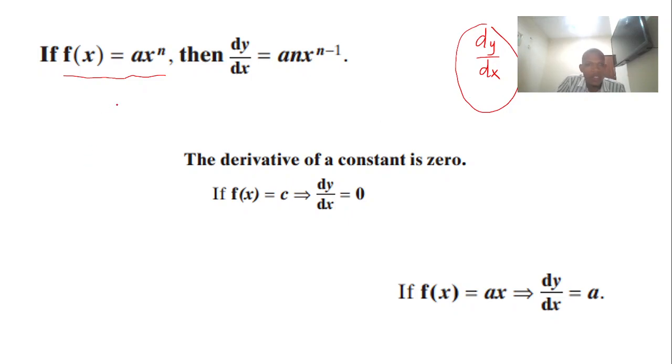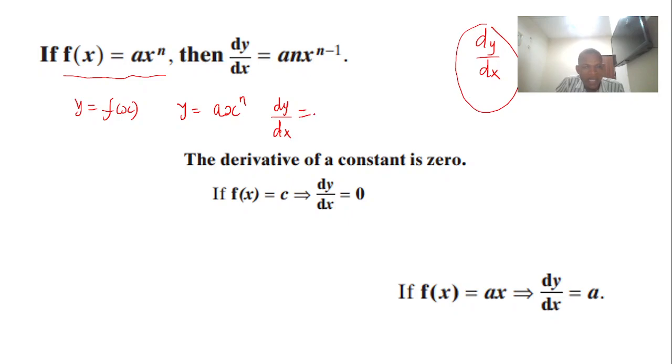So which means y is of course equal to f of x. So y is the function, right? So which means dy over dx now will be equal to what? Now for this function I have here, my y was equal to a x to the power of n. Now the derivative, which is dy over dx, will give us.